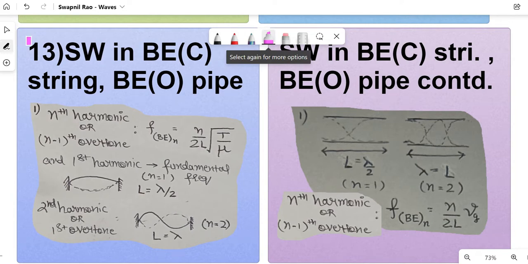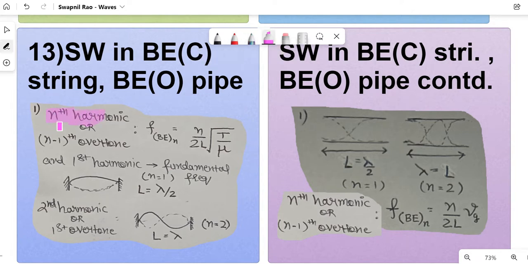So SW means standing wave, and BE means both ends, and bracket C means closed, and bracket O means open. So standing waves in both ends closed string or both ends open pipe. Both of these have a very similar formula. That's the only reason why I have written these two under one case. Usually people write the string case and then the pipe case. But if you look closely, the formula is the same. So let me go slowly over here.